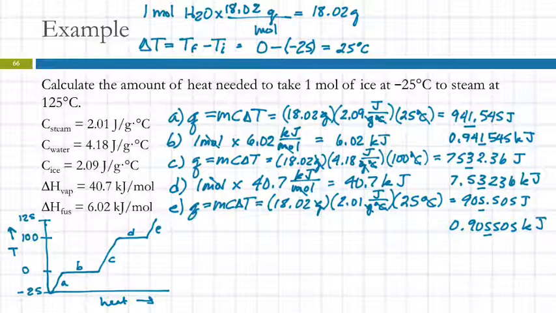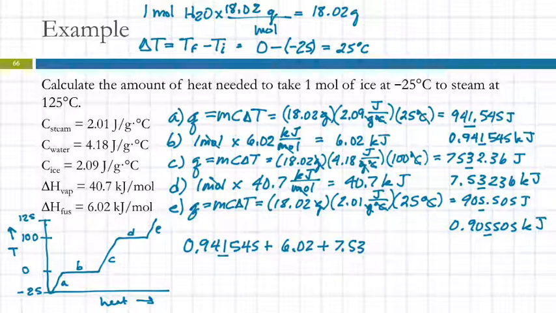So we are taking 0.941545 and 6.02 and 7.53236, 40.7, and 0.905505. We're going to add all those together.